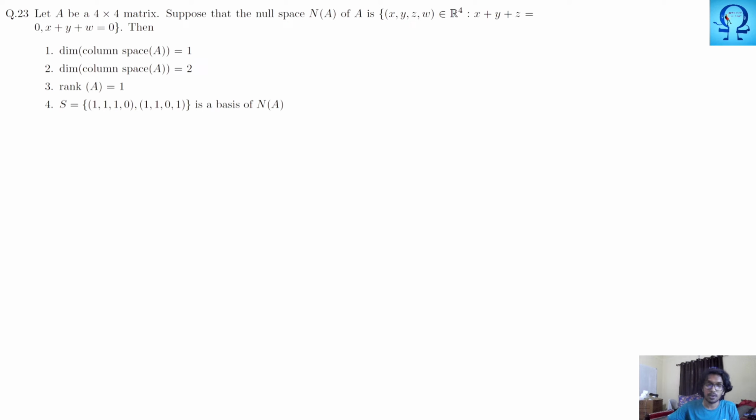In this lecture, we are going to discuss the linear algebra questions which were asked in June 2007. The first question of part B is, let A be a 4 by 4 matrix. So A is given to be a 4 by 4 matrix and the null space of A is defined as the collection of the points from R4 such that it is satisfying two conditions. The first one is x plus y plus z is equal to 0 and the second condition is x plus y plus w equals 0.